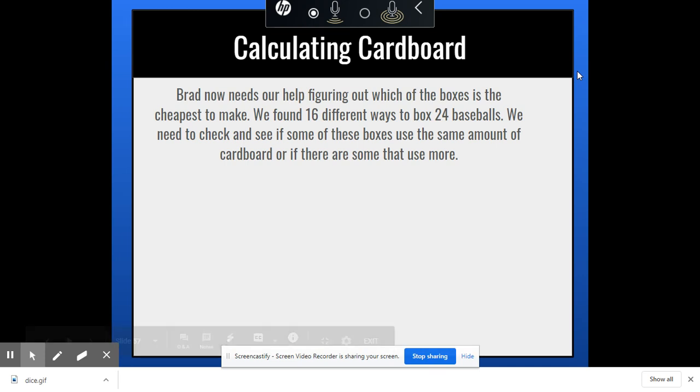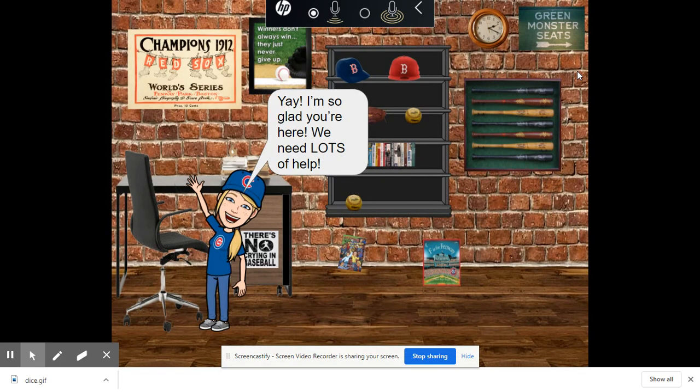Calculating cardboard. This is session 3, unit 2. Brad now needs our help finding out which of the boxes is the cheapest to make. We found 16 different ways to box 24 baseballs. We need to check and see if some of those boxes use the same amount of cardboard or if there are some that use more.